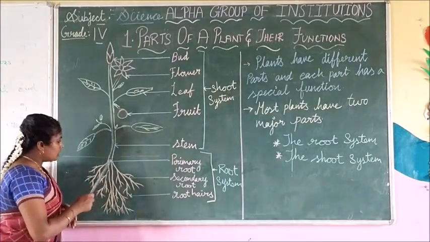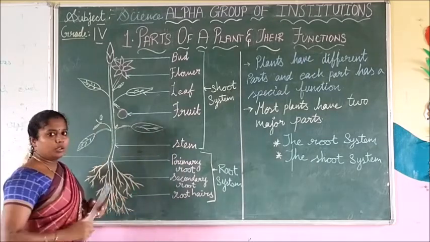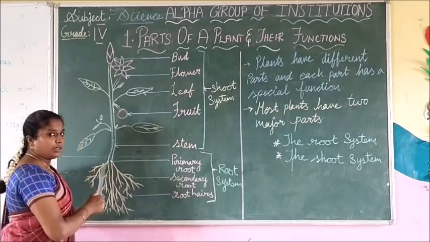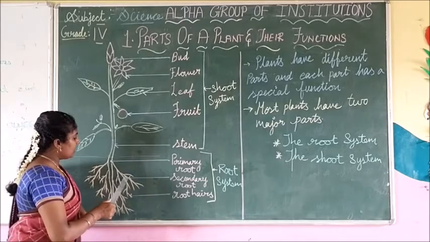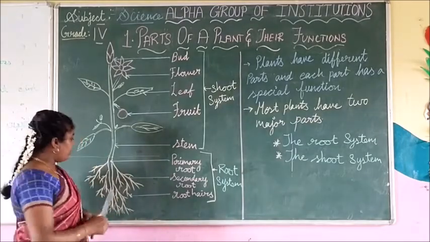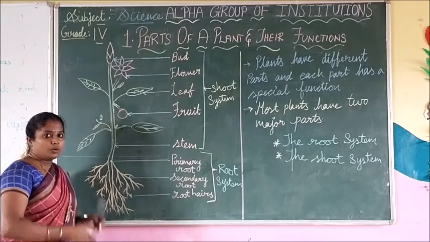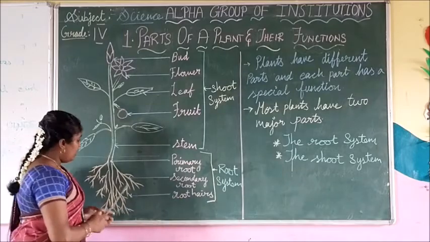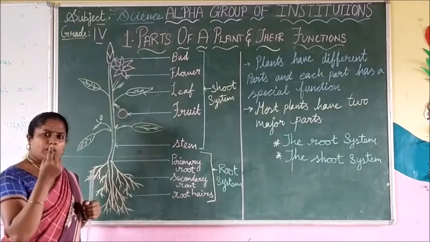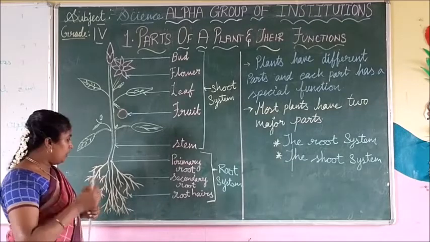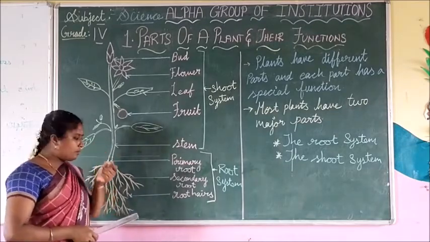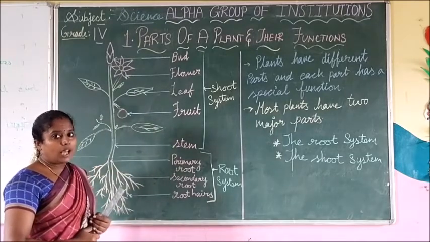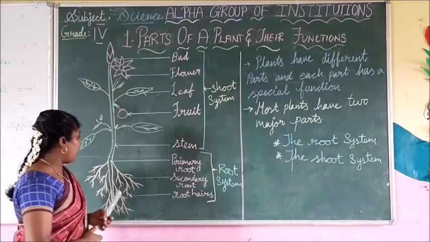This big one is called the primary root. From the primary root many roots split and keep growing. That is called secondary roots. And in the secondary roots, I will show you the plant, you can see minute, very thin roots of many types. Those are called root hairs.